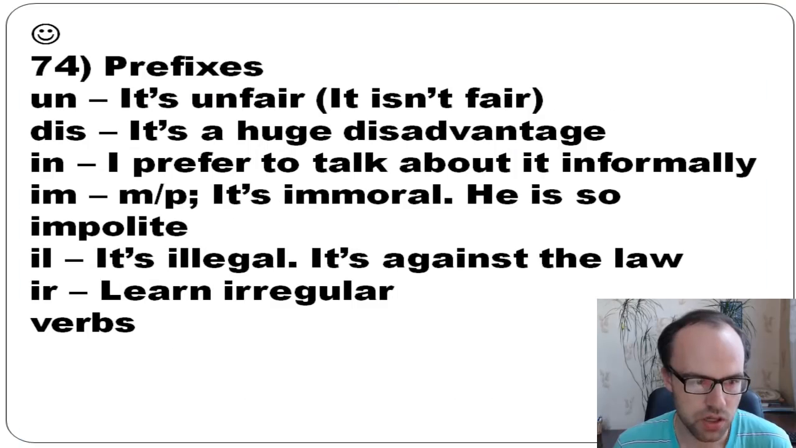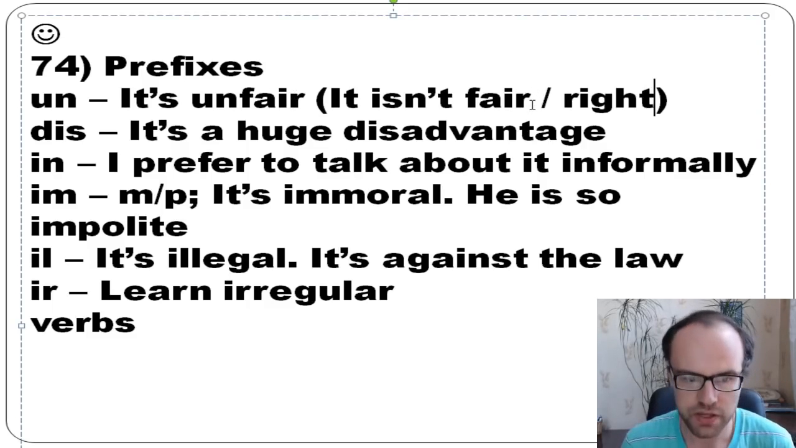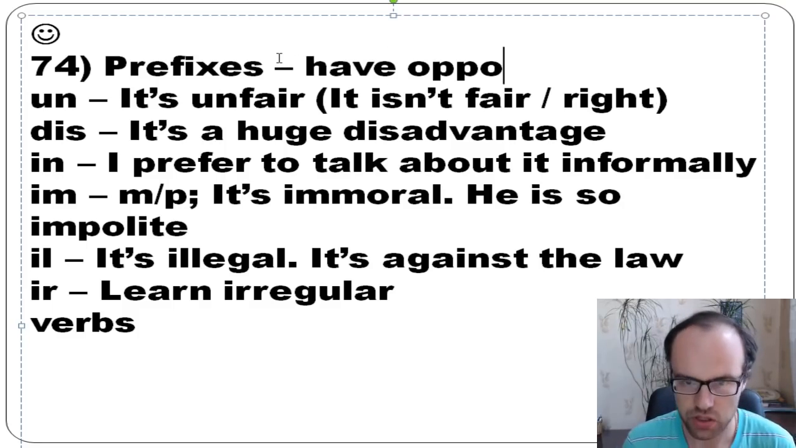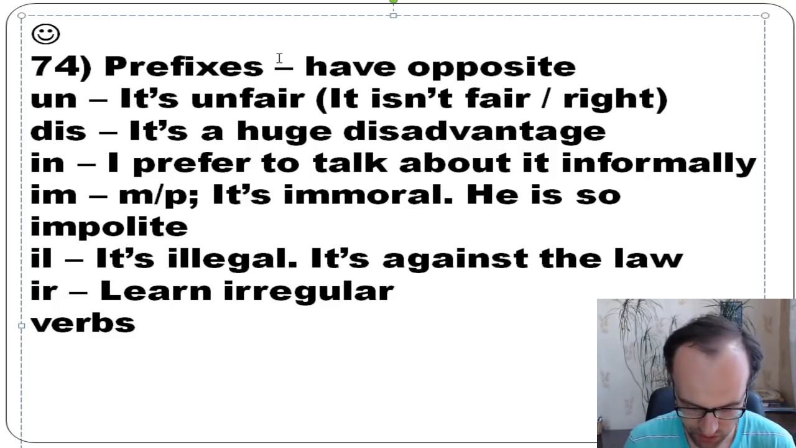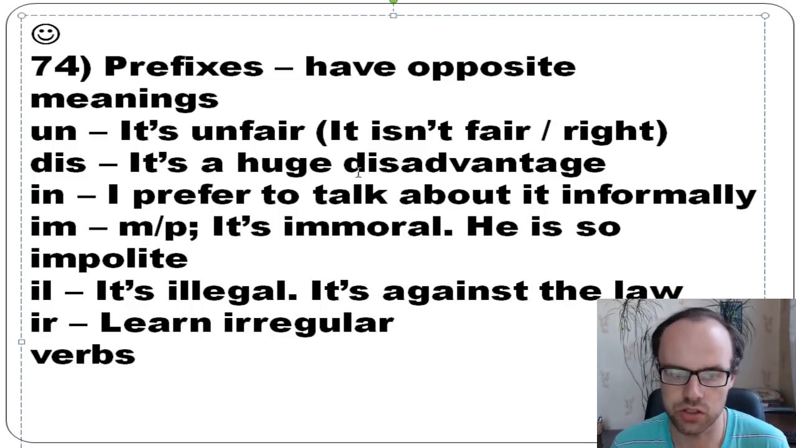Well done. So what about prefixes? So it's unfair. It means it isn't fair, it isn't right. So these prefixes have opposite meanings. Okay, unfair, it's unfair. It isn't fair, it isn't right. Dis, okay, it's a huge disadvantage. Advantage, disadvantage. In, I prefer to talk about it informally.